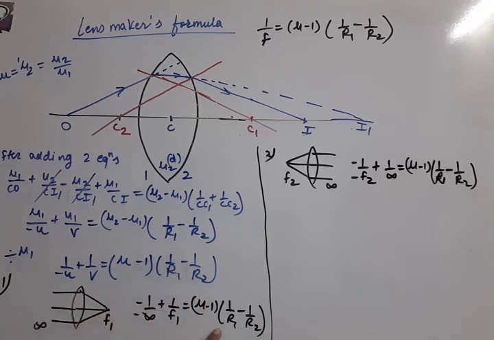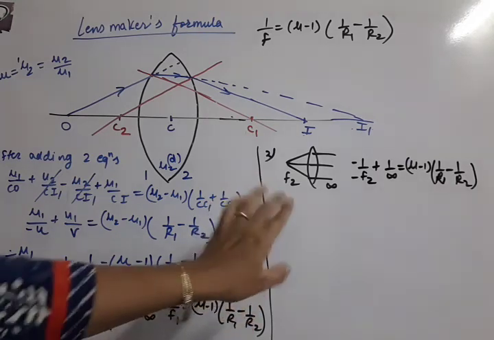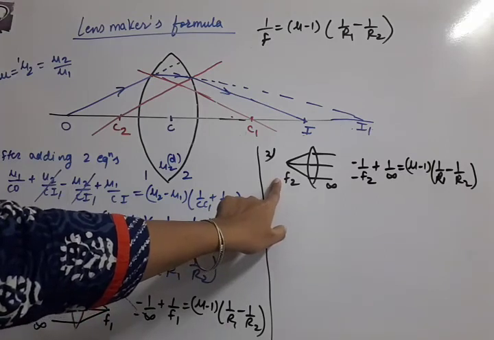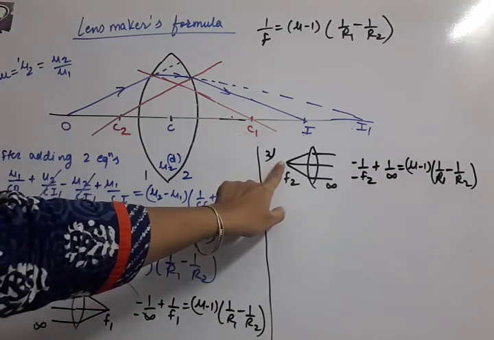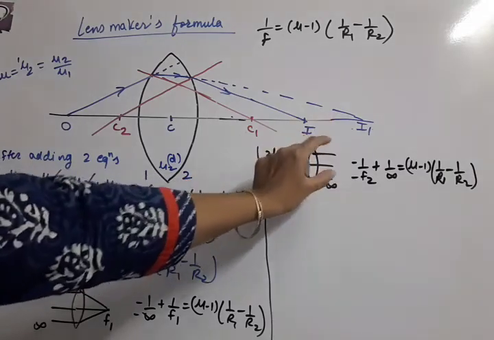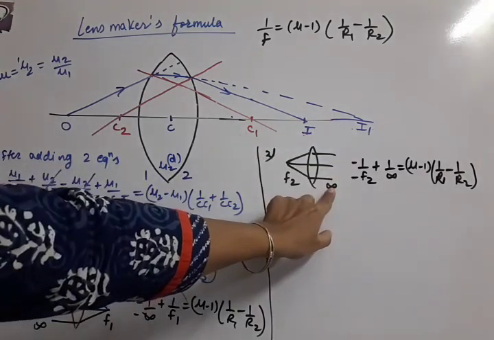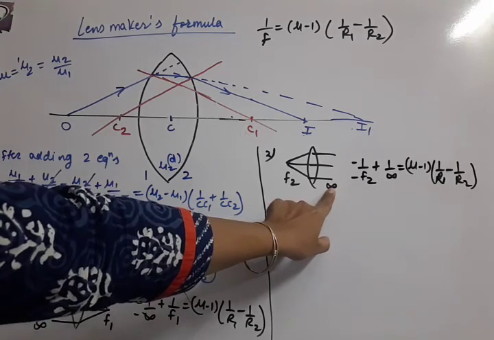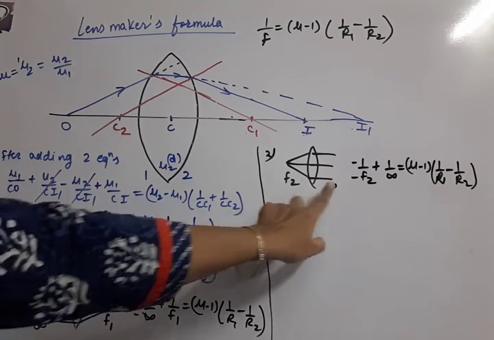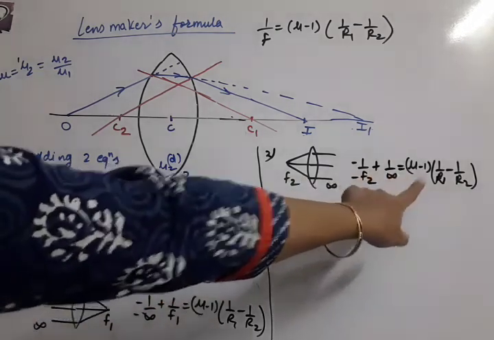Right side is the same. So 1 by infinity is 0. So 1 by f1 is this answer. Now let us take the second case also. The second principal focus is that point where if the object is kept, then after refraction, the rays go parallel. Parallel means the image will be formed at infinity. So u means f2 and v means infinity. We are going to put that here.